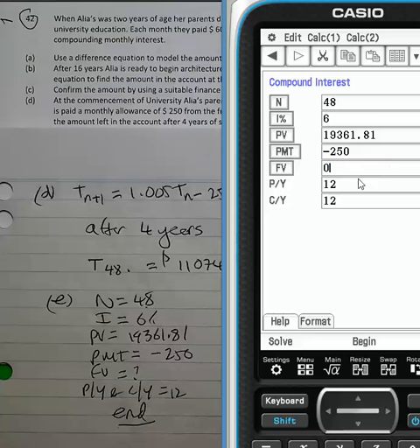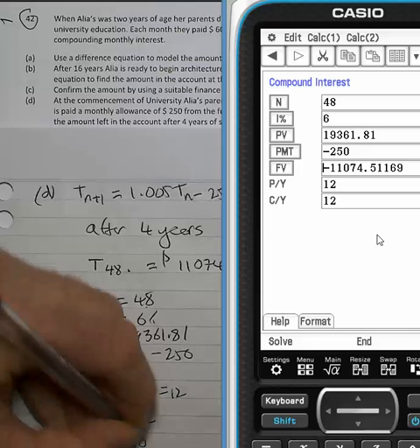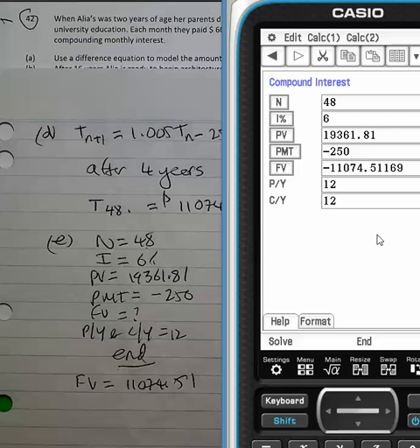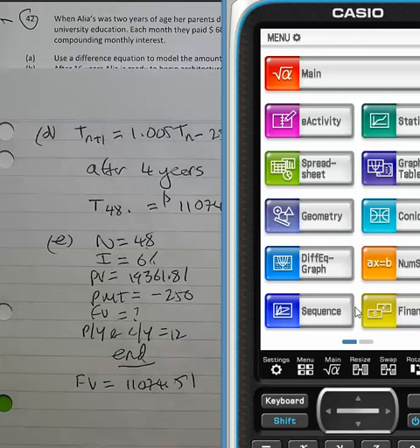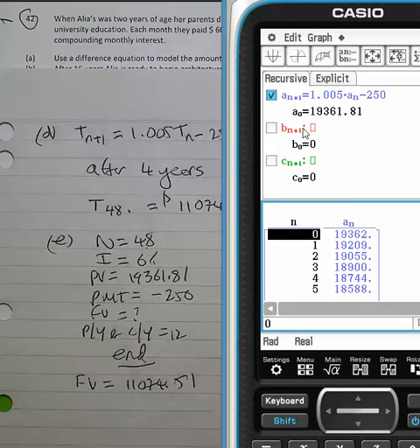Future value, I don't know. And we change it to end. And you'll see the future value at that time is equal to the 11,074.51. So just showing you how they both work. They're different functionalities. The sequence has the advantage of giving you a payment schedule, which is quite neat. The TVM solver is a lot more versatile though.